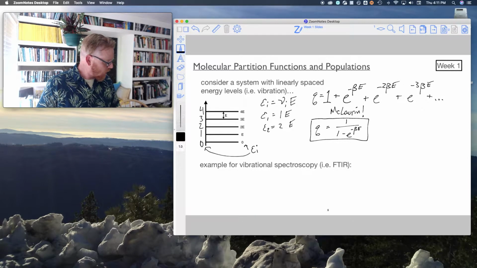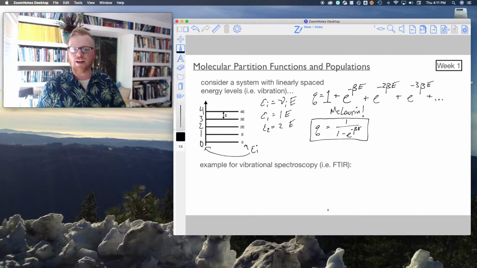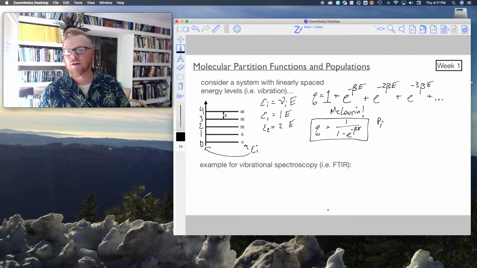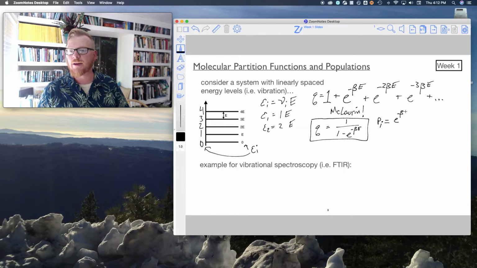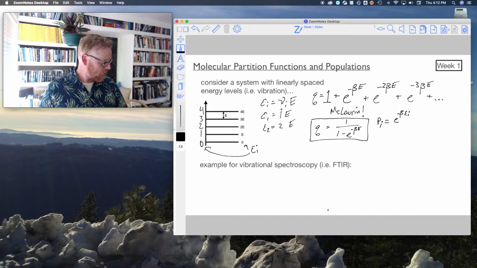Now let's see. If we then expand this, suppose that I want to know the population of any state I. I remember I can write that as e to the negative beta, and I'm just going to put in this general term there. We note that it can be connected to any one of these energy levels.